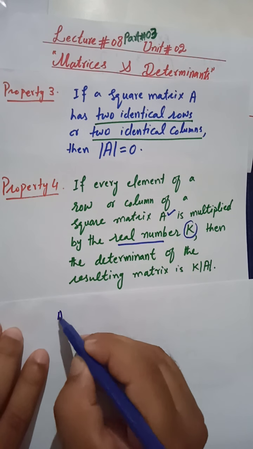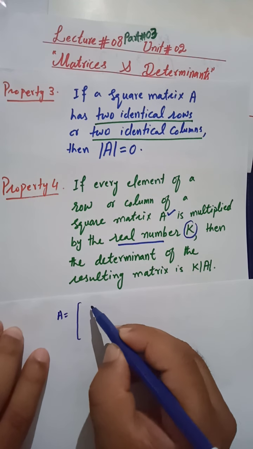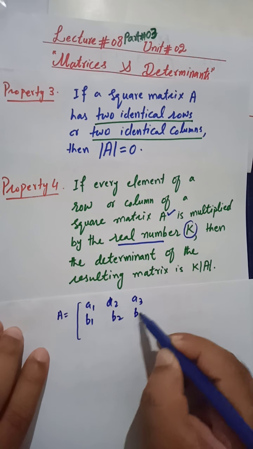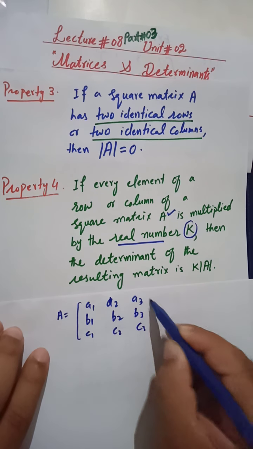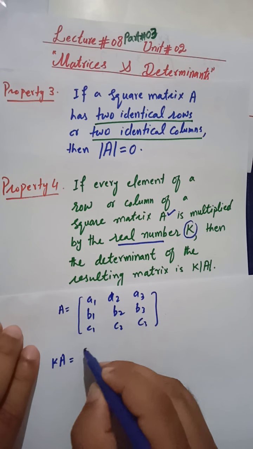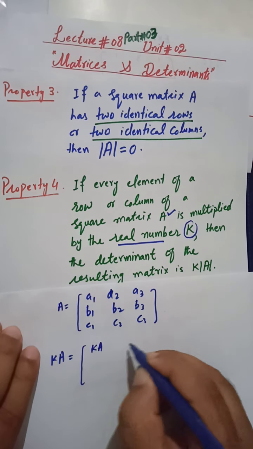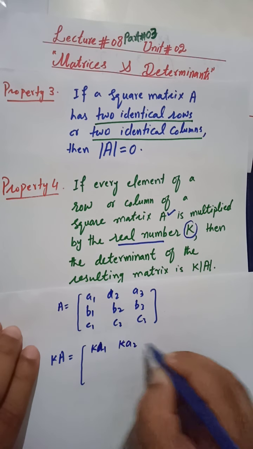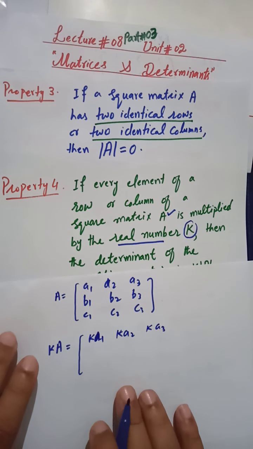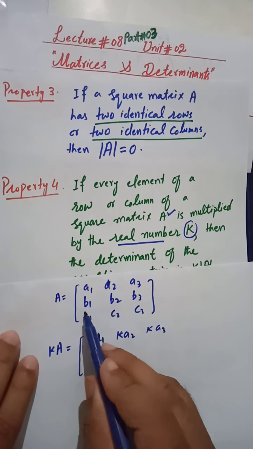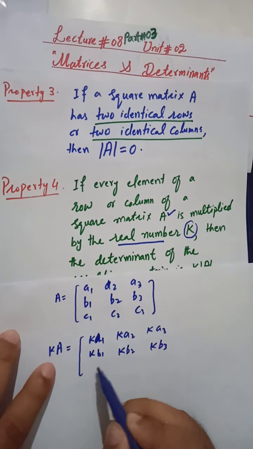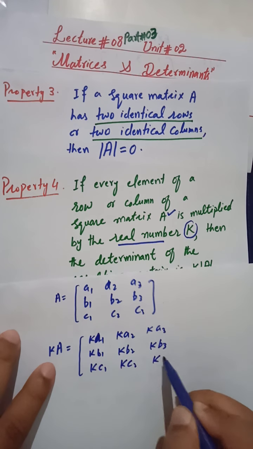Property number 4, let's say a matrix A is equal to A1, A2, A3, B1, B2, B3, C1, C2, C3, and k is multiplied with this matrix, and that is equal to kA1, kA2, kA3, kB1, kB2, kB3, kC1, kC2, and kC3.